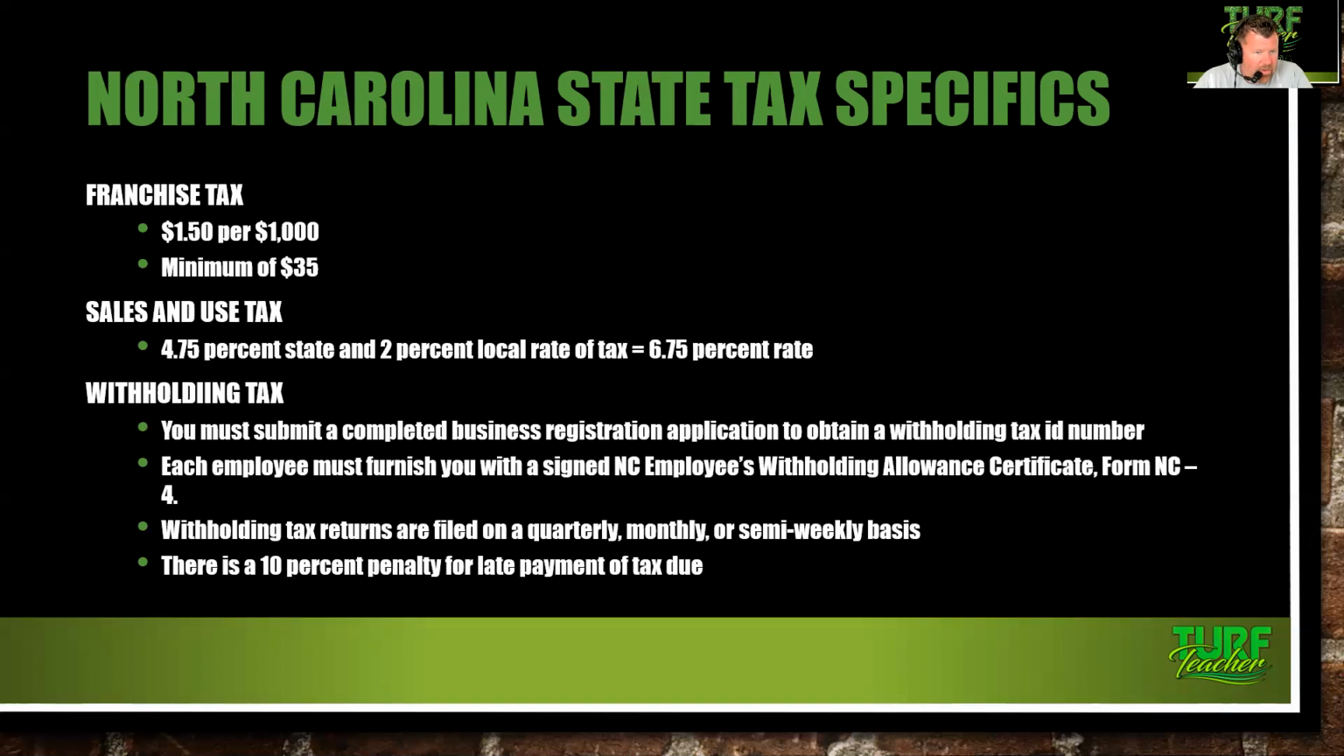North Carolina state tax specifics again: franchise tax $1.50 per thousand, minimum of 35. Sales and use tax 4.75% state and 2% local rate of tax, for a 6.75% rate. And then withholding tax, you must submit a completed business registration application to obtain a withholding tax ID number, and each employee must furnish you with a signed North Carolina Employees Withholding Allowance Certificate, Form North Carolina 4. Withholding tax returns are filed on a quarterly, monthly, or semi-weekly basis. And there is a 10% penalty for late payment of tax due.